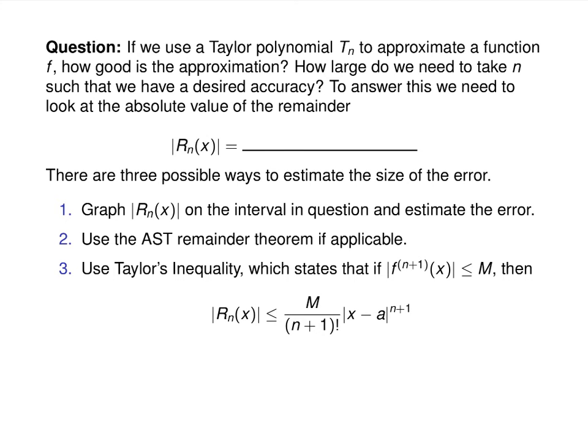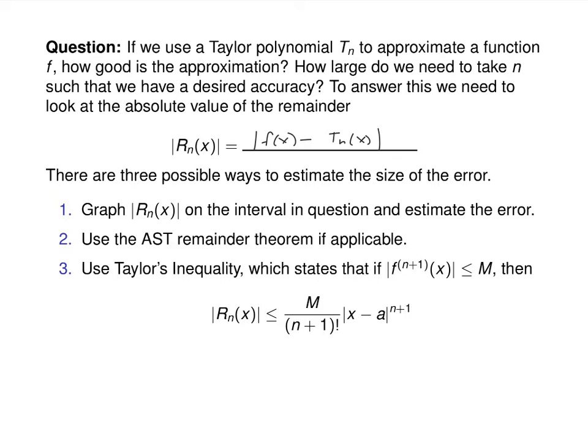So an obvious question to ask if we are using approximations is, if we use a Taylor polynomial to estimate a function, how good is our approximation, and how large do we need to take that n to be to achieve a certain desired accuracy? And to answer this, we have to look at the remainder. The remainder is found by taking the function minus the approximation and taking the absolute value.